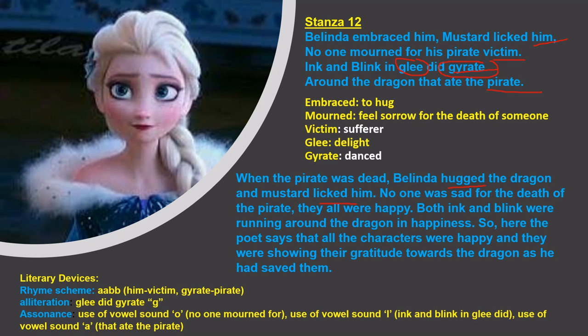Find here, no one mourned for, no. So O is here, you find O here also, and here also. Again you find I here, I here also, and I here also. In this line you find the A sound repeated. So these vowel sounds are prominent in these lines, and that's why this literary device is known as assonance.